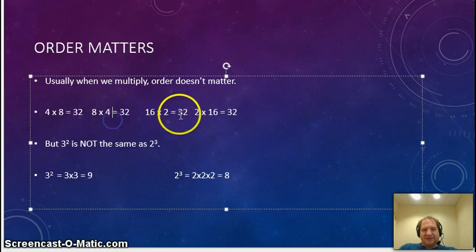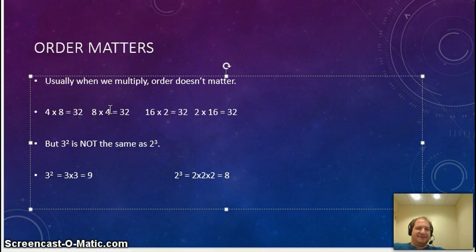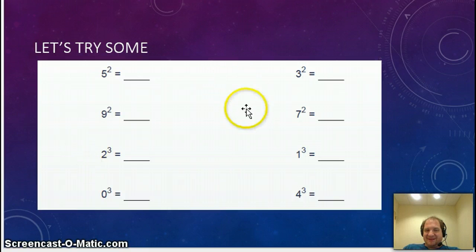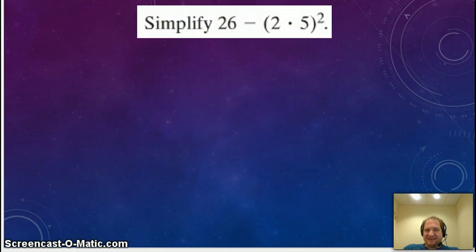So remember, usually when we multiply, order doesn't matter. 4 times 8 is 32. 8 times 4, also 32. Doesn't really matter. 16 times 2 is 32. 2 times 16 is 32. But 3 to the second power is 9. 2 to the third power, 2 times 2 times 2, is 8. So that matters. Here's some we're going to try in the live class.